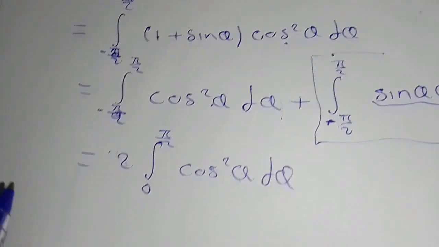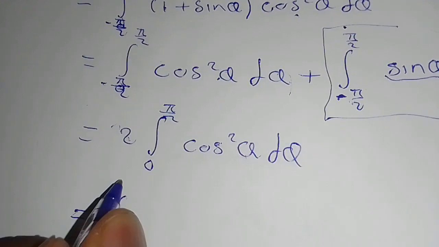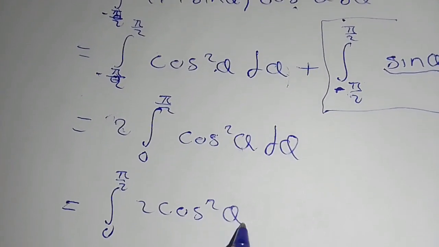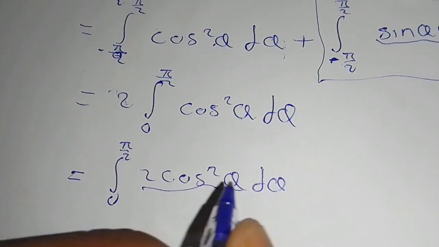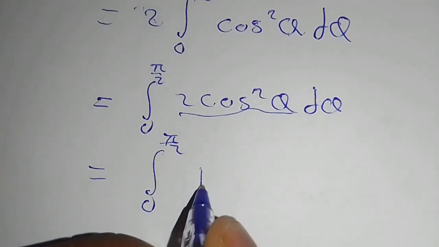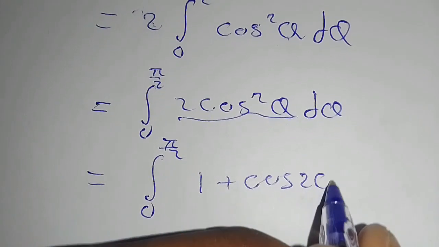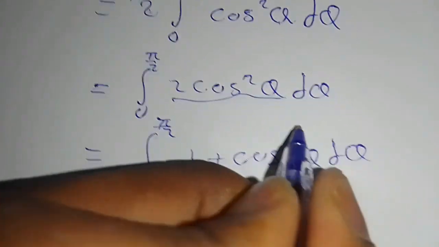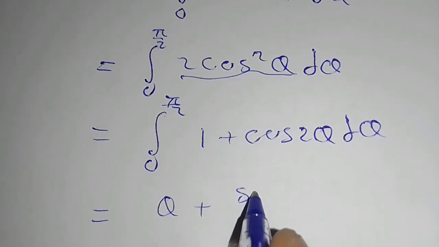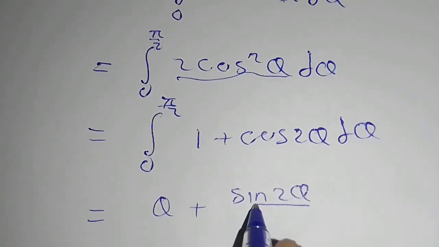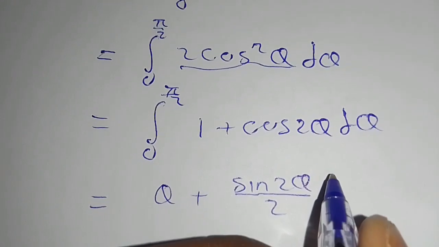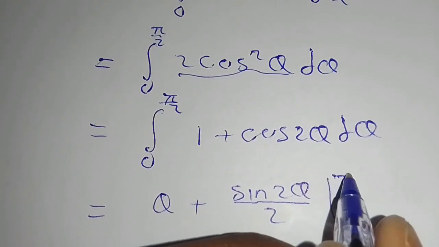Then you can take the 2 back inside there. Then you have 0 to pi over 2, taking the 2 back inside, then you have 2 cos square theta right there. So when we have that, we know that 2 cos square theta is basically just 1 plus cos 2 theta d theta. Then from then it's just a matter of integration. The integral of that is theta plus sine 2 theta over 2. Then you take it from 0 to pi over 2.